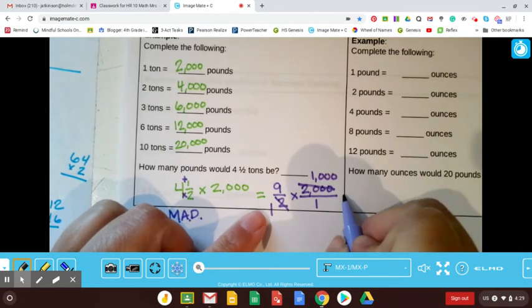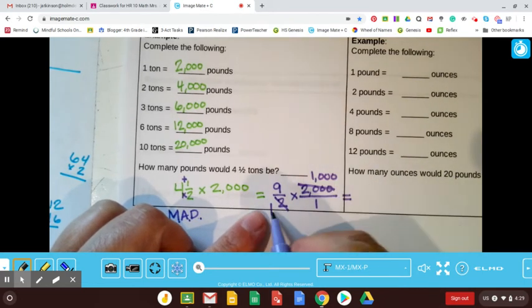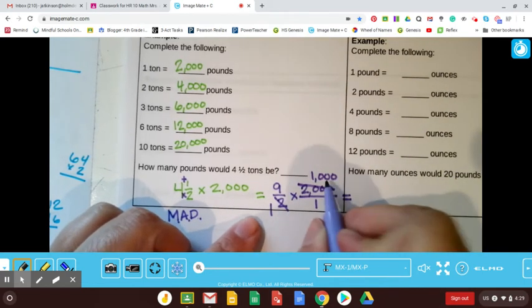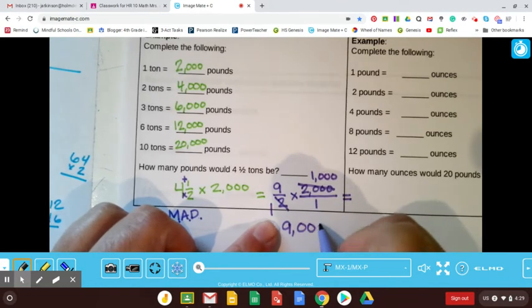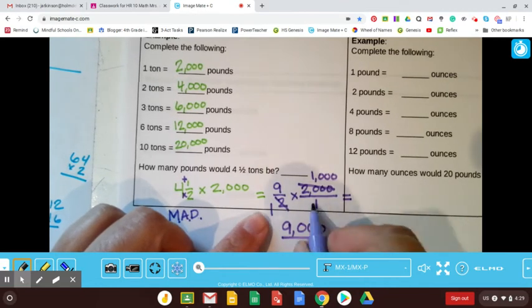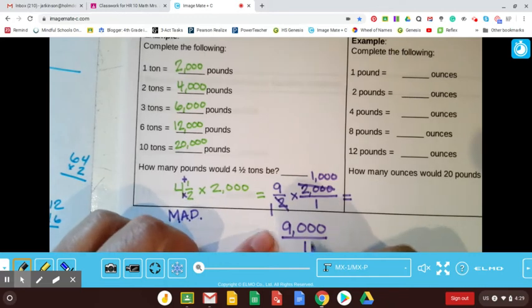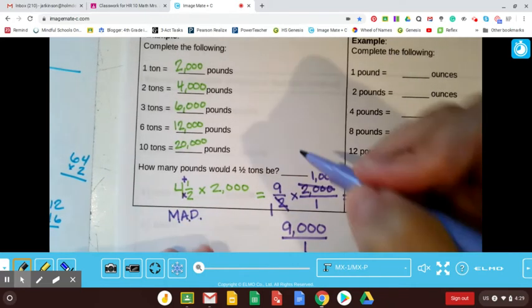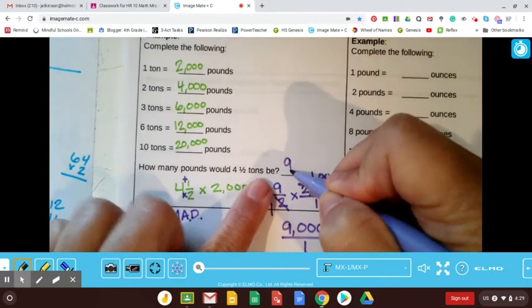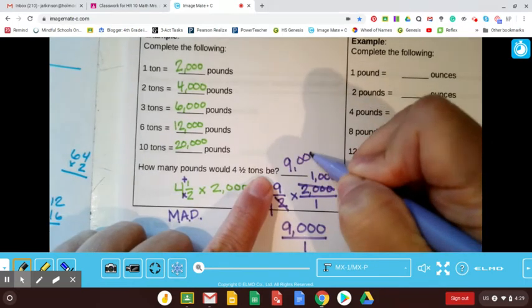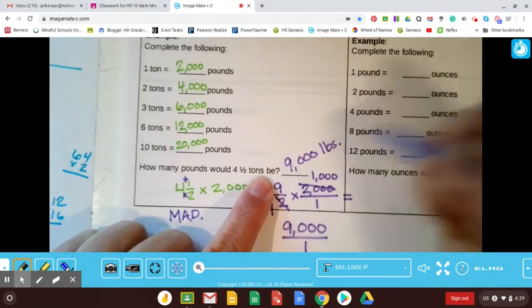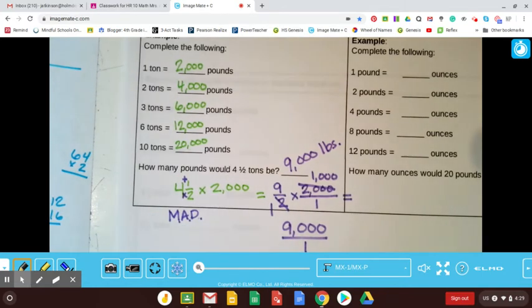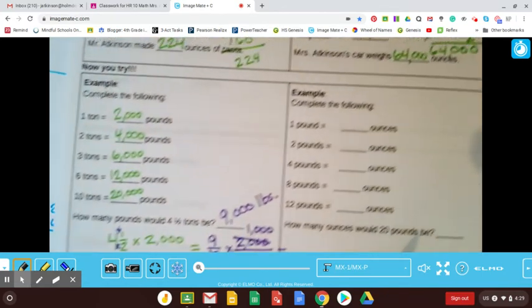All right, and now we can just do top times top over bottom times bottom. 9 times 1,000 is 9,000. 1 times 1 is 1. And we know that really that just equals 9,000. So 4.5 tons would be 9,000 pounds. And there's your answer. All right, not too bad.